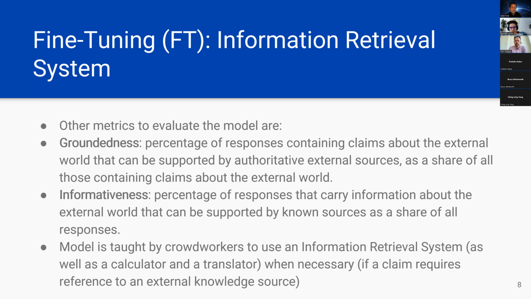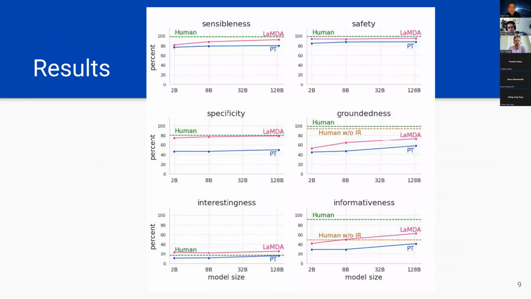Next page. So these are the results for the different criteria, the different metrics. You have 3 colors. Green is human, the human standard. Purple is LaMDA, and PT is the pre-trained model, so pre-trained without the enhancement from the crowd workers. On the x-axis is the number of parameters, what we call model size, from 1 billion to 128 billion.